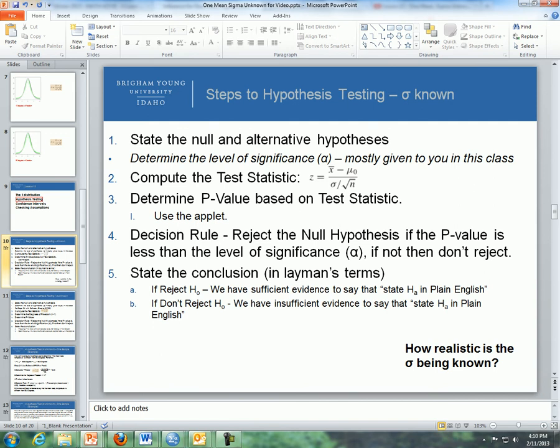So then the question down on the bottom left is, how realistic is the population standard deviation being known? Well, more often than not, we do not know the population standard deviation. So what we covered in lesson 9 and then lesson 10 with confidence intervals, we did that just to get you started with hypothesis testing and confidence intervals. But now we're going to go forward with dealing with a real case where we don't know the population standard deviation, so we have to estimate it.